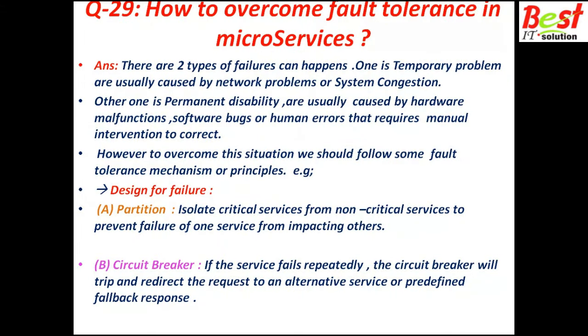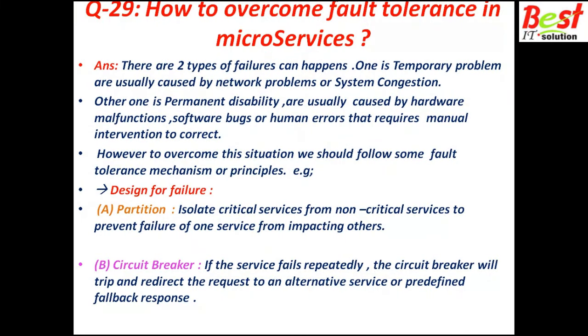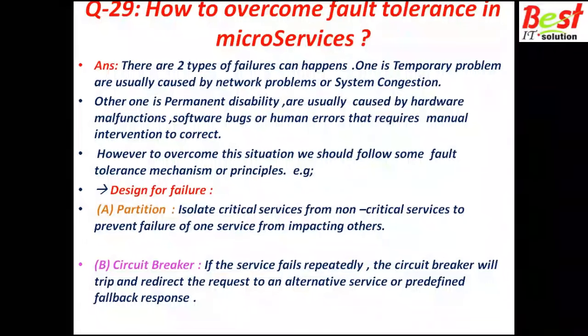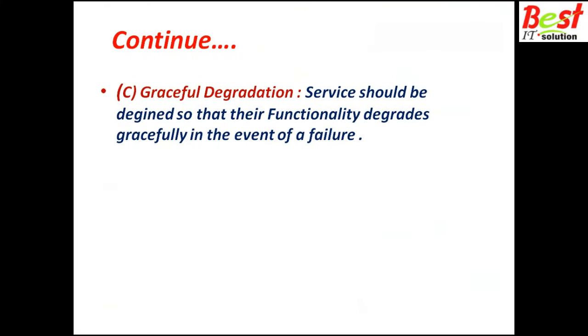The circuit breaker is the most widely implemented. If a service fails repeatedly, the circuit breaker will trip and redirect the request to an alternate service or a predefined fallback response. It will call the fallback method. Whatever method is predefined should receive the redirected request. There are different states of a circuit breaker: open state, half-open state, and closed state. We will discuss those in another video.